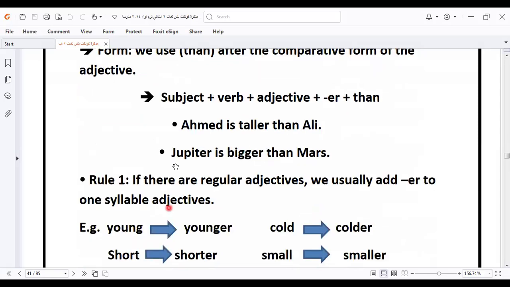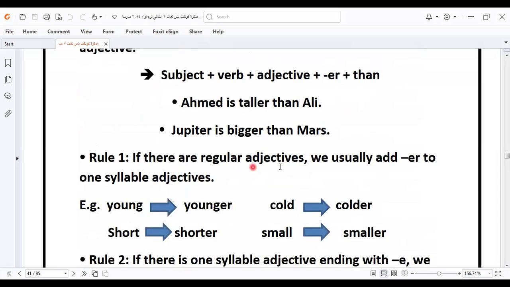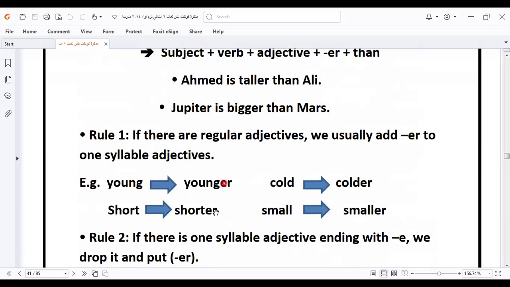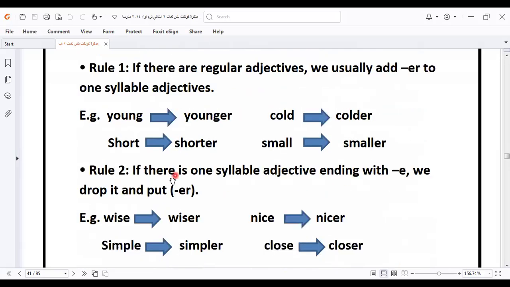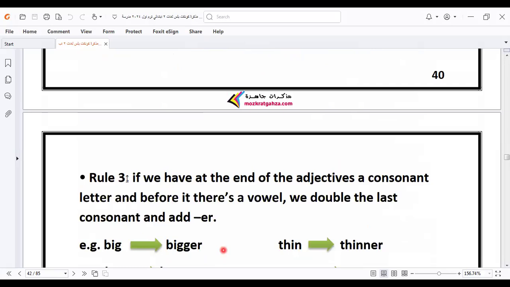Rule one: for regular adjectives, we usually add -er, like this: younger, shorter, colder, smaller. We have rule two here: for one-syllable adjectives ending with e, like this: nicer, closer, wiser, simpler. Let's go to another one. Rule three.